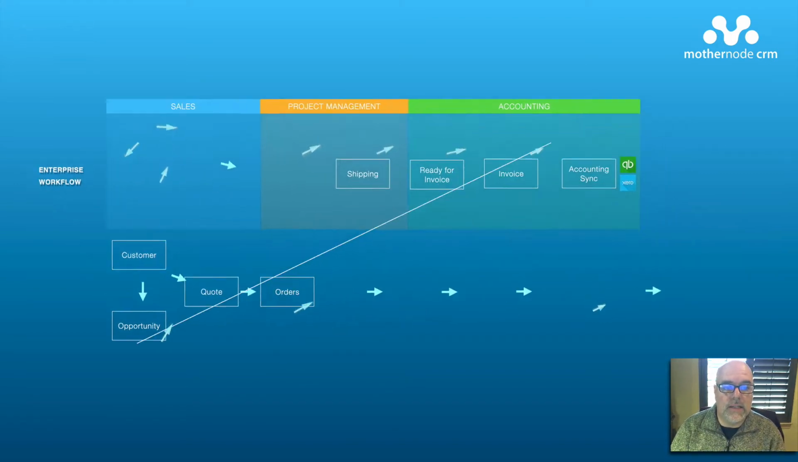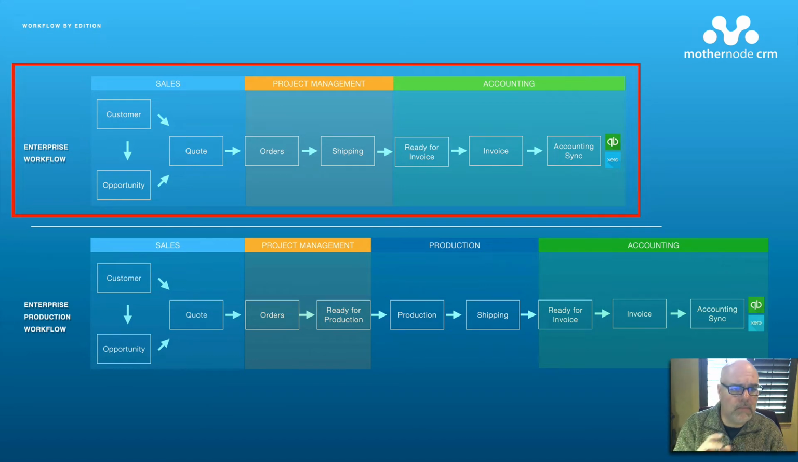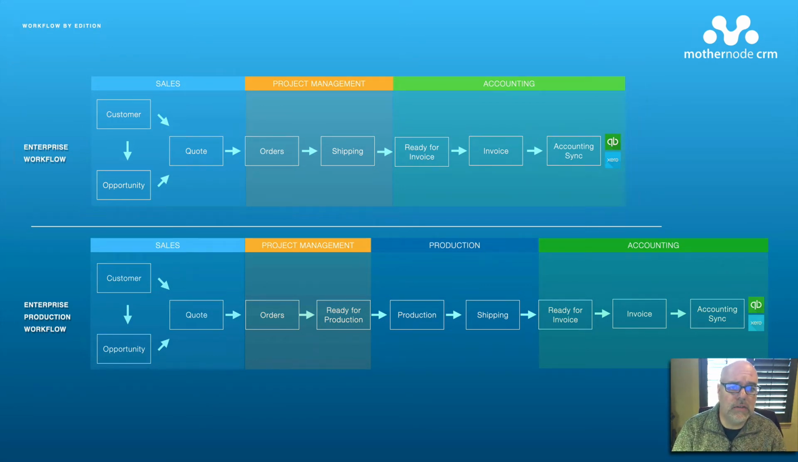All right, so let's take a look at what we're going to be looking at, and it's going to be the top enterprise workflow that doesn't include production. So this is basically going to cover sales, project management, or account management, depending on how you define it, and then of course how we get into accounting. So we're going to take this from quote through to an order, ship it, and then invoice it and bring it into QuickBooks or Xero, whatever it is you're going to be using. Okay, we'll understand those processes.